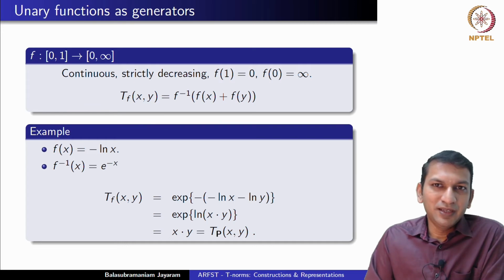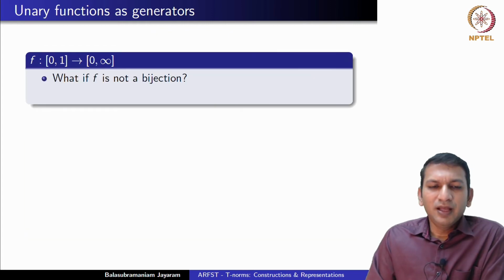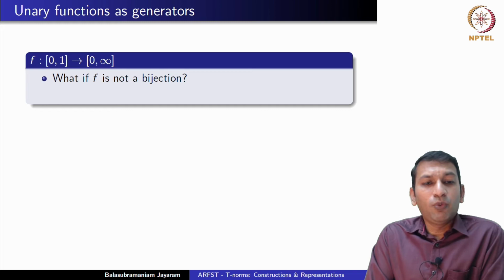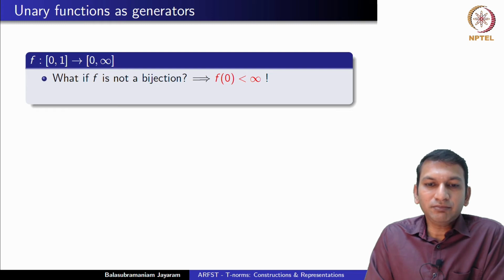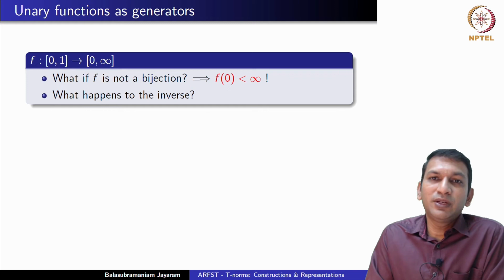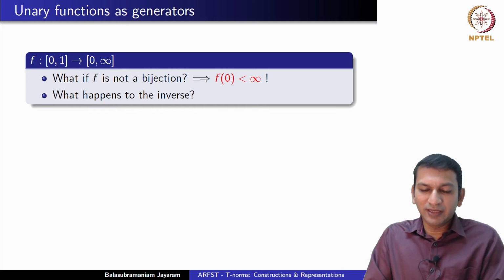And remember, recall that any strict T-norm is actually a phi conjugate of Tp. So immediately you should see some connections, but going forward it will become amply clear. Now the question is, what if f is not a bijection? That means f of 0 is less than infinity. What do we do? Because we don't have a bijection, we don't have an inverse. How do we handle this case?